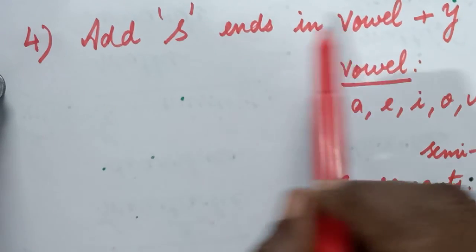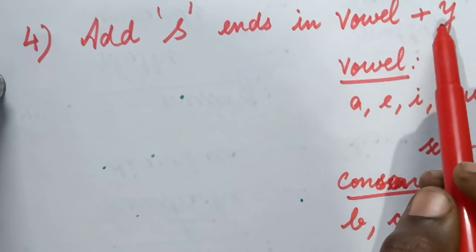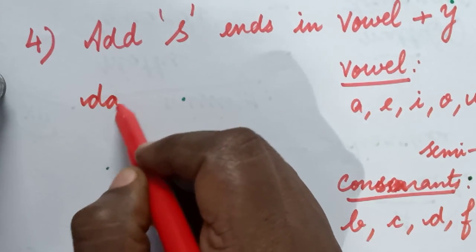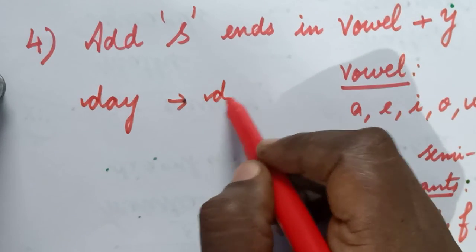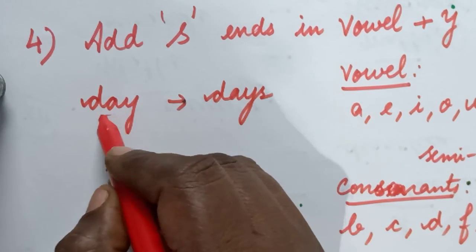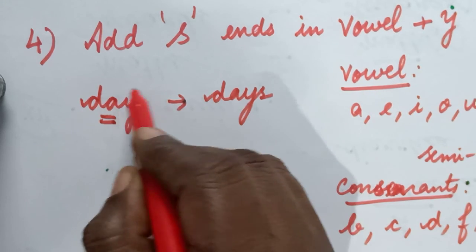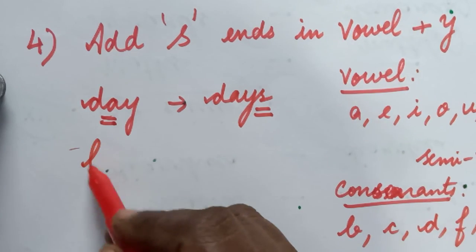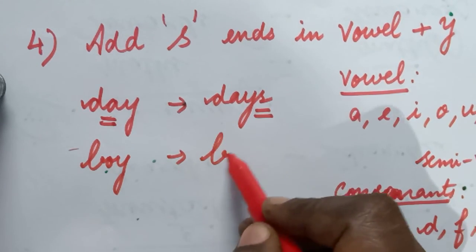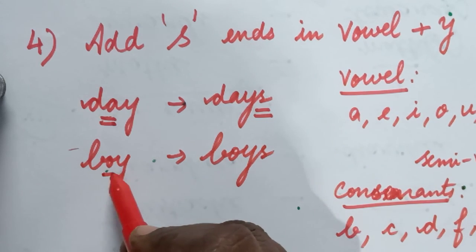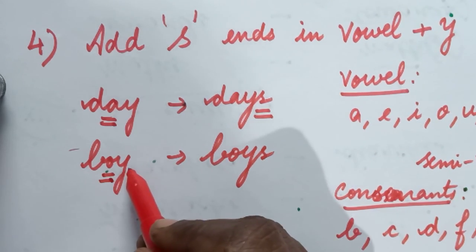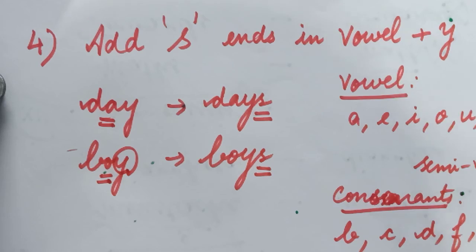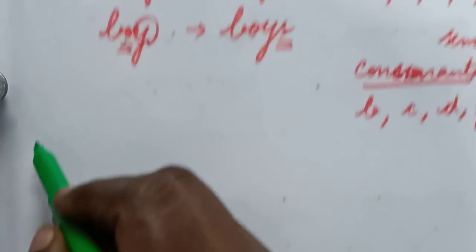Here if we have a word ending with a vowel and Y, we have to add S at the end. For example, day. We write only days, because you could see this is a vowel and the word is ending with Y, so we are just adding an S to it. Okay, boy, boys. Here again it has a vowel and it ends with Y, that is why we just add S to it. Understood? Now the fifth rule.